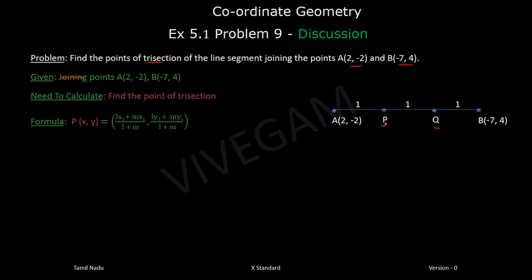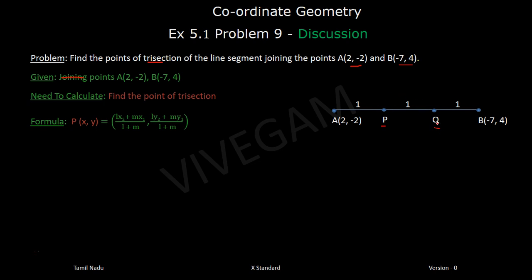When you are calculating point P, it divides the line AB in the ratio 1 to 1 plus 1, that is 2. When we are considering P, Q does not exist for us. So Q is no more there. In which case AP will be 1, and PB will be 1 plus 1, 2. So P is dividing AB in the ratio of 1:2. So L will be 1 and M will be 2.